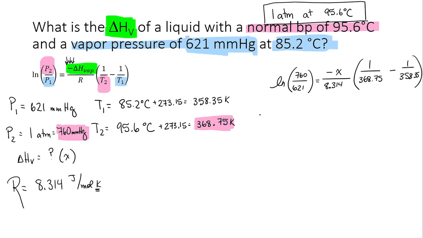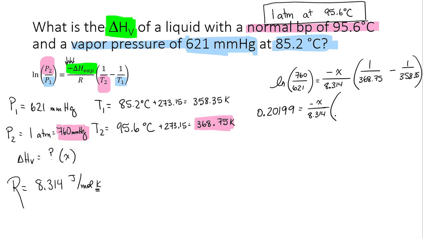So I'm actually just going to do that on my calculator. I'm going to put in the natural logarithm of 760 divided by 621. Close parentheses, enter. I get 0.20199. And again, keep numbers. Don't round too much till the end. That equals negative x divided by 8.314. We'll deal with that. Times.